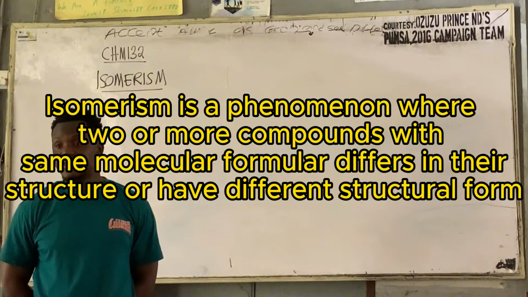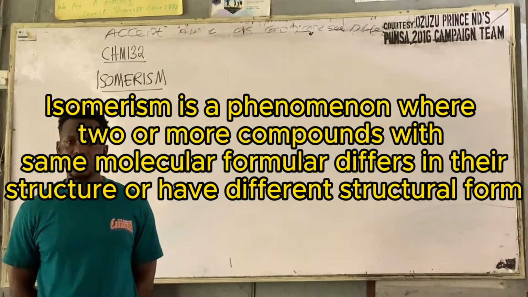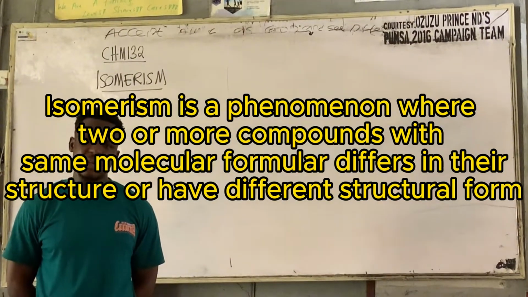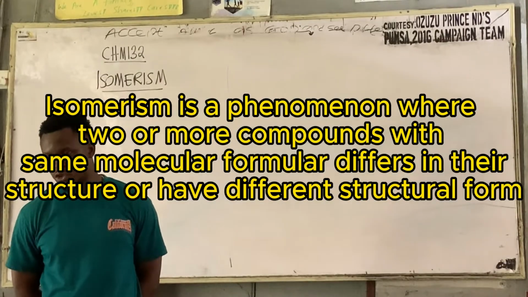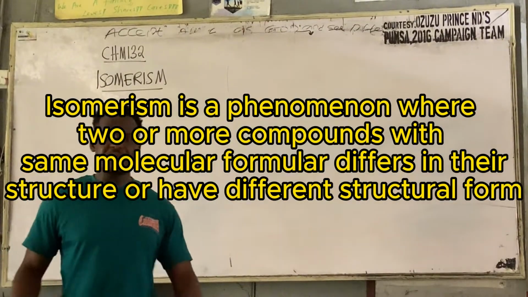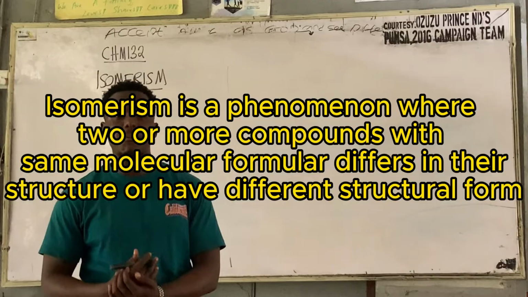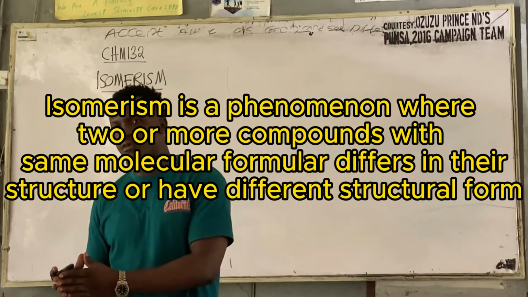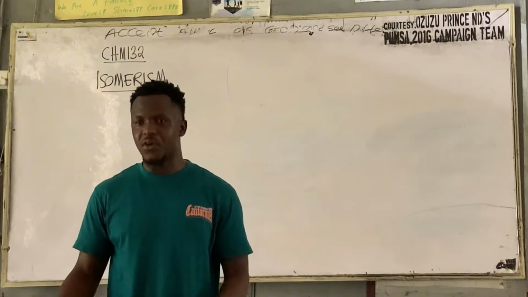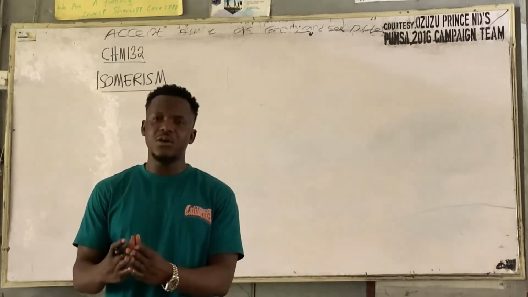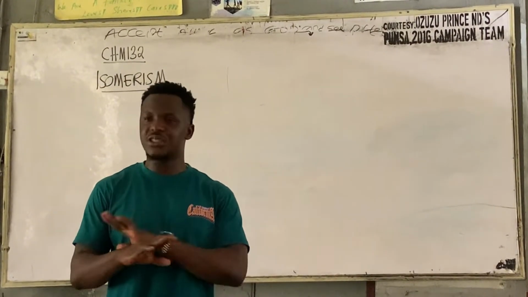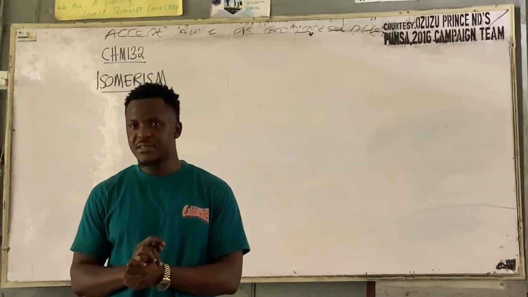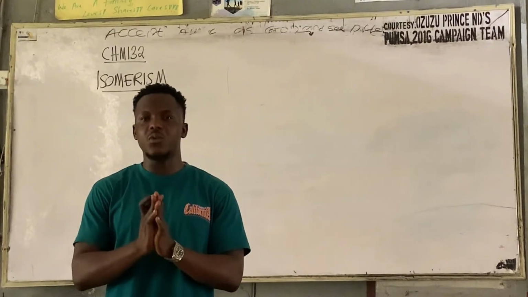There are many ways to define isomerism. Some other persons will say it's a situation whereby two or more compounds having the same molecular formula differ in their structure. So I say it is a phenomenon where two or more compounds with the same molecular formula differ in their structural formula or have different structural forms. In a nutshell, what differentiates isomers is just their structures. The molecular formula, of course, is always the same.